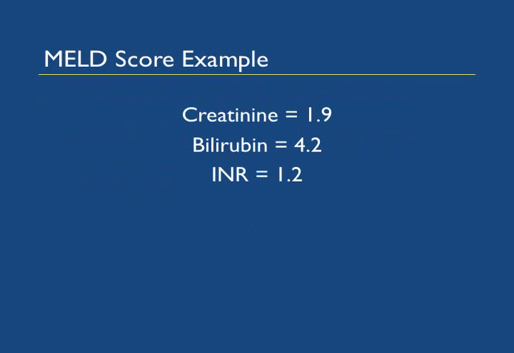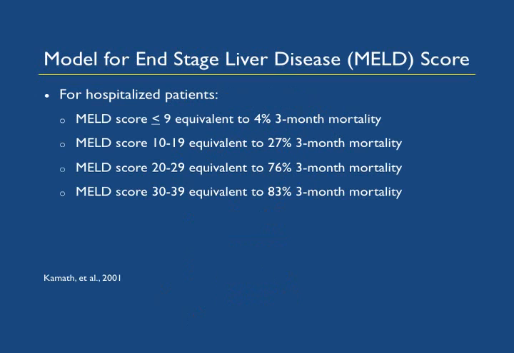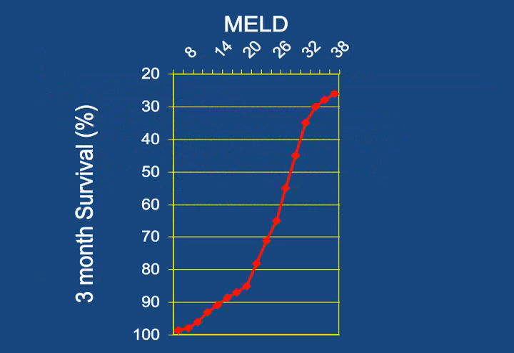An example of a MELD score is demonstrated in this slide, in which the patient has a creatinine of 1.9, a bilirubin of 4.2, and an INR of 1.2. This calculates to a MELD score of 20, and using a scoring system like this allows one to predict, for both hospitalized patients as well as outpatients, 3-month survival. In the example we provided, the MELD score of 20 to 29 is equivalent to a 76% 3-month mortality. This slide just demonstrates the plot of the MELD score versus 3-month mortality.